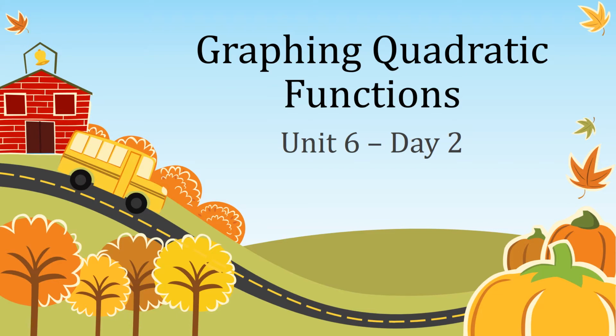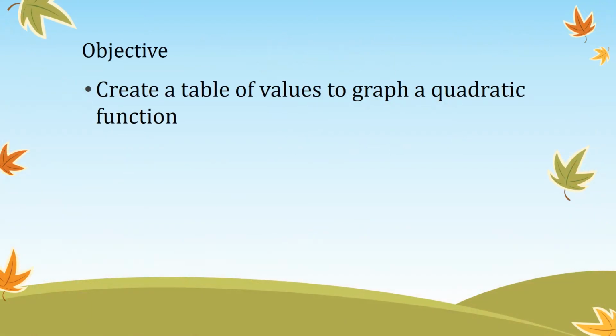Our objective today is to create a table of values to graph a quadratic function. In the past, we've sketched the quadratic function using the axis of symmetry and the vertex, and our a value to determine if it's opening upward or downward, or if it's wide or skinnier. Well, today we're going to do a set of values, an x and y table, to help us graph it.